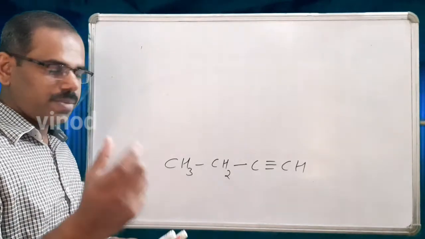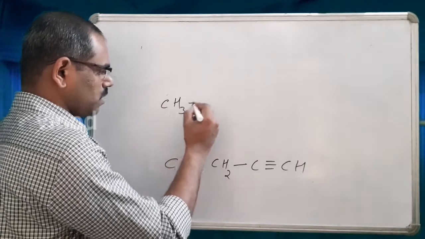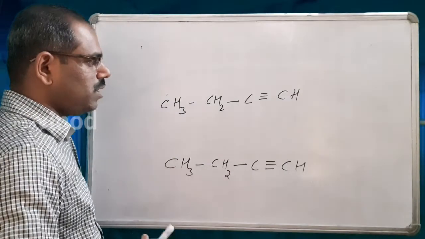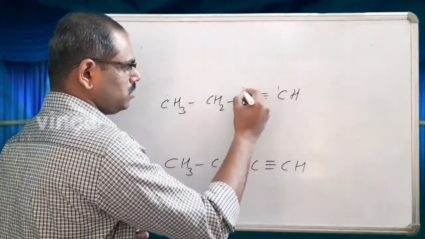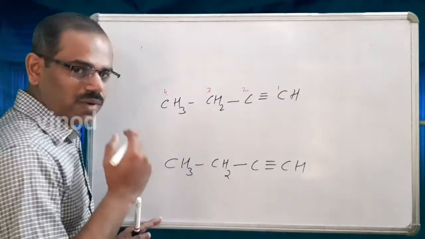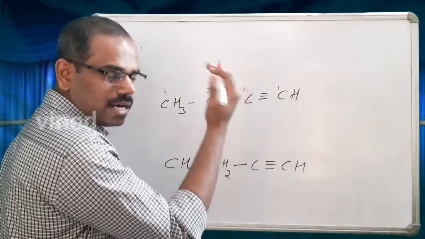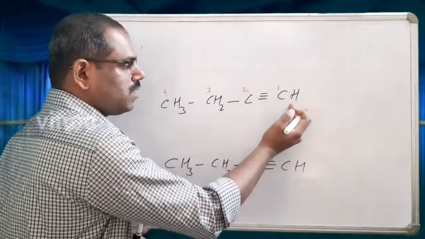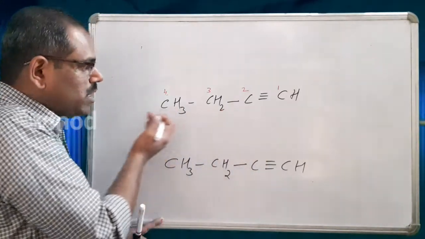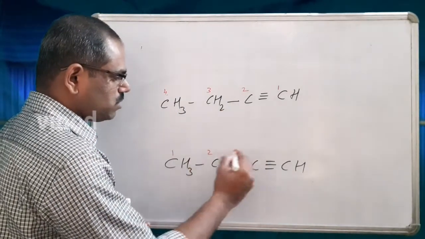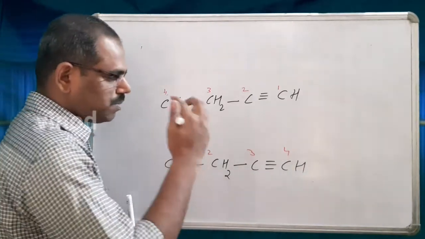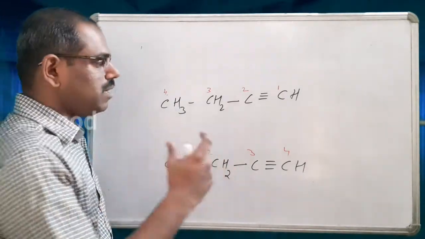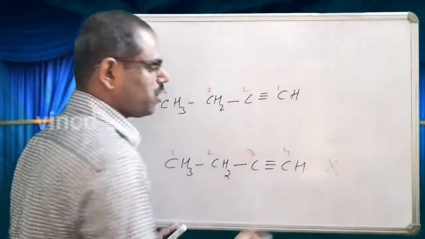That means I just copy the compound once again. CH3, CH2, C triple bond CH. So where do we number from? We are supposed to number 1, 2, 3, 4 from right to left. It means the triple bond starts at the first carbon and moves towards the fourth. Or if you number from here 1, 2, 3, 4, the triple bond starts at the third carbon and goes to the fourth. So 3 is a bigger number than 1. So this is a wrong numbering.